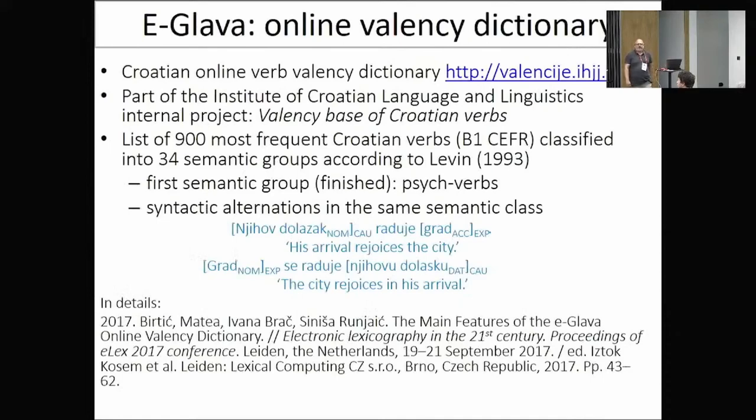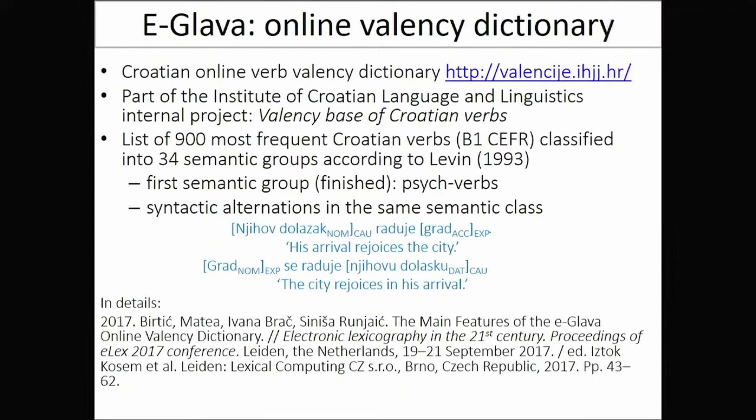One such dictionary is e-glava. E-glava is a Croatian online verb valency dictionary. E obviously stands for electronic. Glava is a Croatian word for head, which is also a very important syntactic term. And it's shortened from glagolska valencija, or verb valency. This verb valency dictionary is a part of a bigger institute project, which is a valency base of Croatian verbs, which should last for some years more.